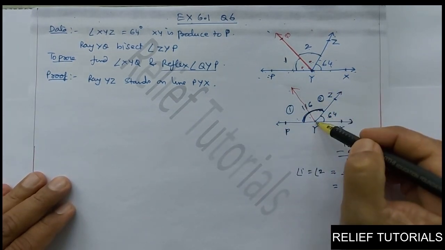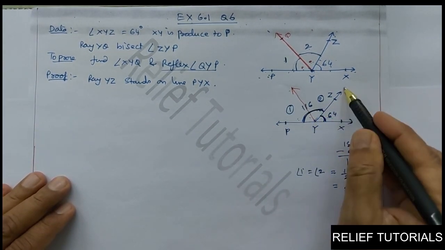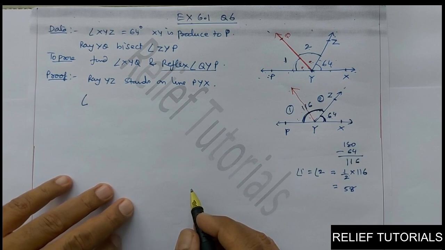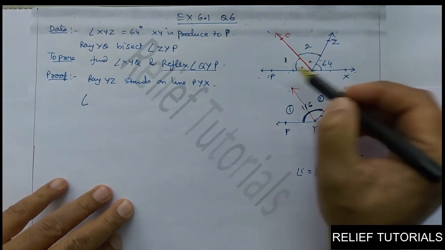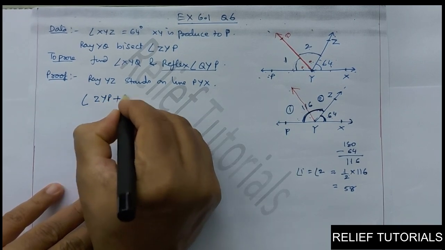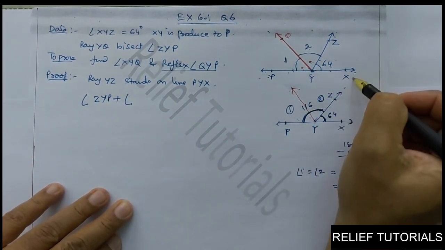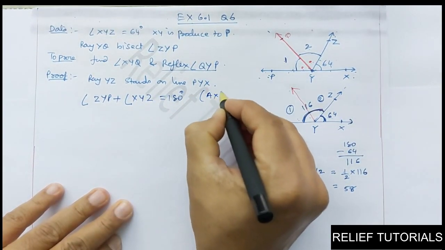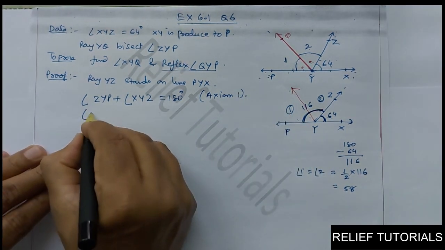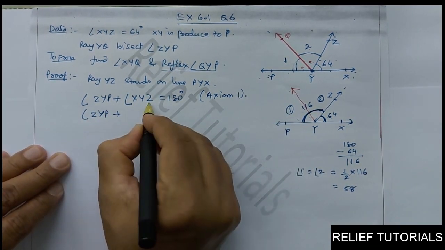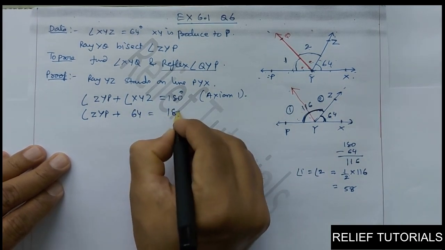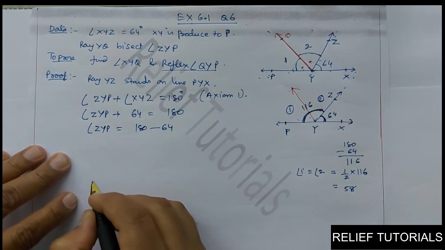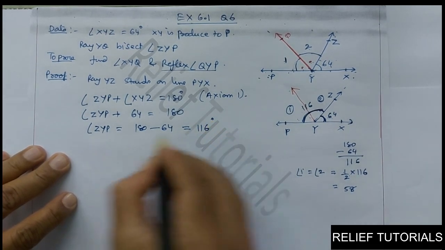Now ray YZ, it is given in this angle. So I have taken ray YZ standing on line PYX. So I can say angle ZYP plus angle ZYX, or XYZ, is equal to 180 degrees. Axiom 1. So angle ZYP plus XYZ is given. How much is it? 64. So 64 plus angle ZYP is equal to 180. So angle ZYP is equal to 180 minus 64, which is equal to 116 degrees. So you got angle ZYP.